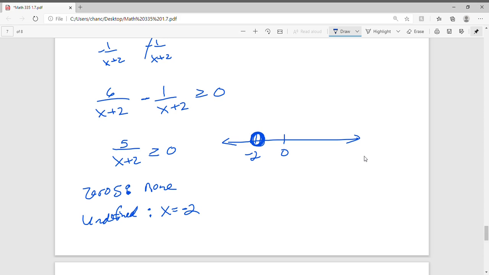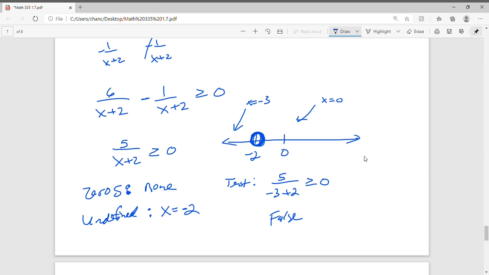Now, where are we going to shade? Well, I have to pick test points. Let's test x equals negative 3, and we'll test x equals 0. Those are easy numbers to use. 5 over negative 3 plus 2. Is that greater than or equal to 0? Well, there's going to be a negative on the bottom, so this is false. This is false, so don't shade to the left of negative 2.